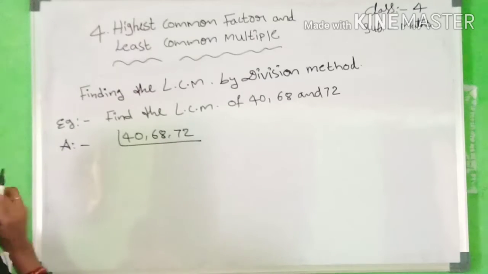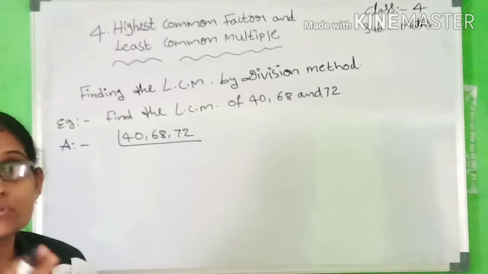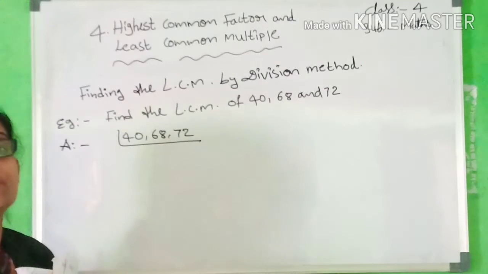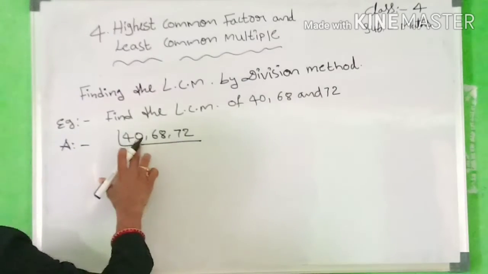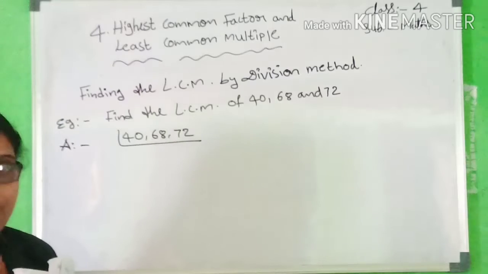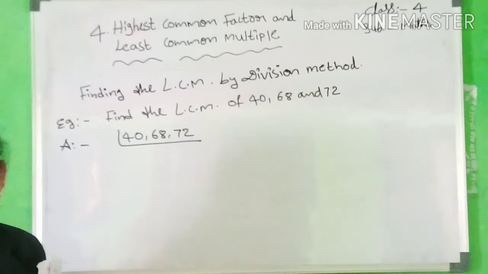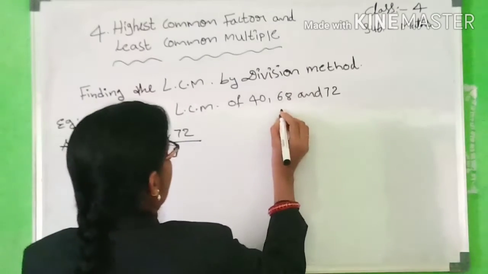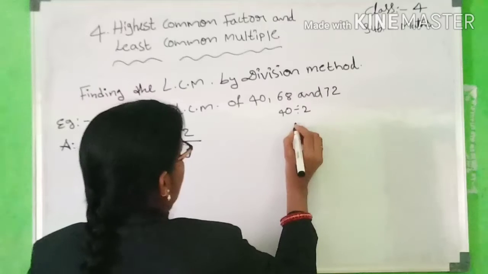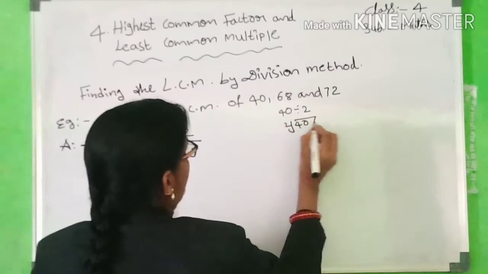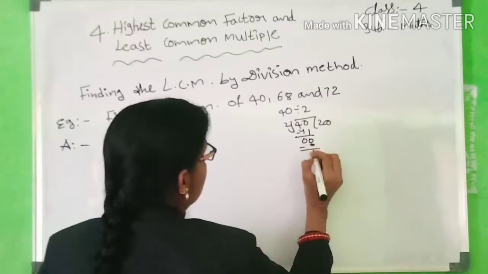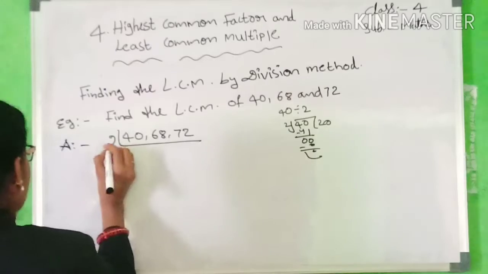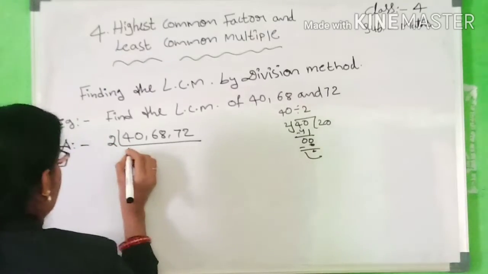First, we have to divide. First of all, you have to divide 40, 68, 72 by 2. Why are we dividing by 2? Because the ones place in these numbers is an even number. That's why we divide 40, 68, 72 by 2. Now, 40 divided by 2: 2 2s are 4, 0. Bring down 0. Put 0 here. Okay, children, what is the answer here? 20.